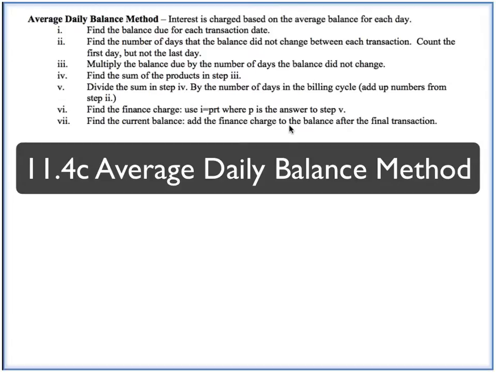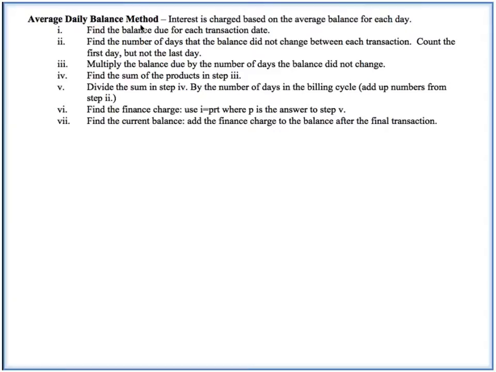Next, we're going to talk about finding open-end installment loans using the average daily balance method. Here the interest is charged based on the average balance for each day. So it's a little bit more lengthy here. You want to find the balance due for each transaction date. So you're going to be finding a balance anytime something happens in your credit card.